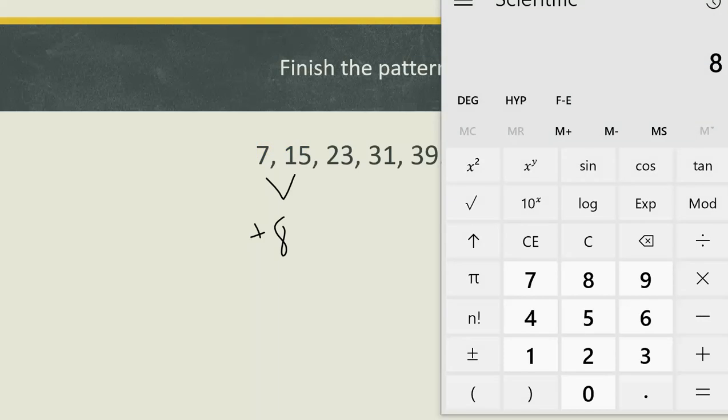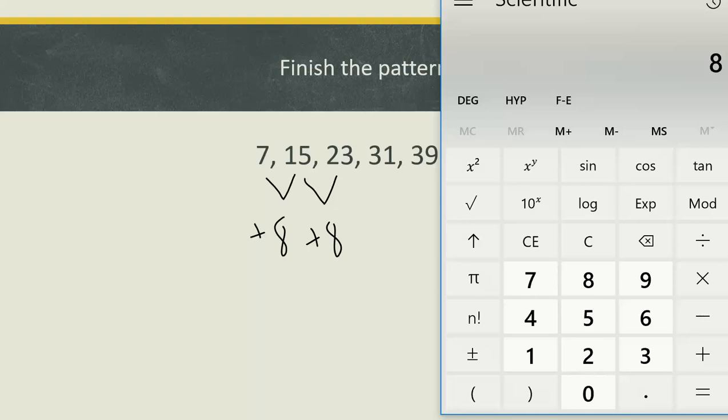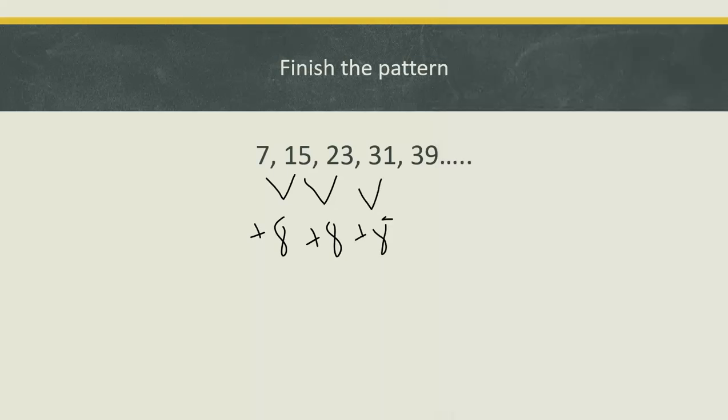Now, in order to be a pattern, it needs to be true for all the pairs of numbers. So I'm going to scoot over to the next pair, 15 and 23. So again, I'll take my calculator, 23 minus 15. Good sign. It gives me 8. So 15 plus 8 was 23. Now, just to be sure that's my pattern, I'm going to try another one. So I'll take 31 minus 23. And yeah, it's 8 again. So any pair I check should be a difference of adding 8.